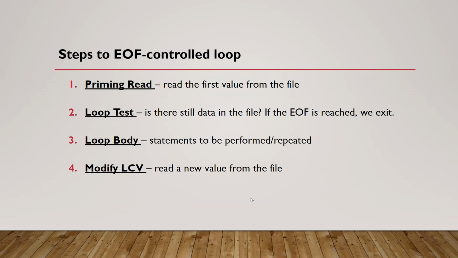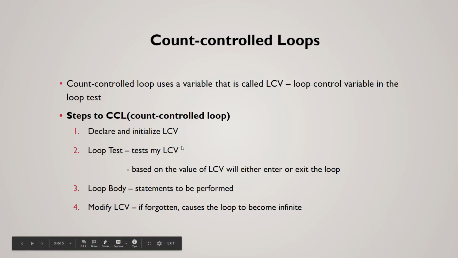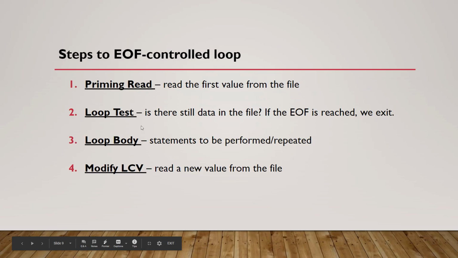So again, just to compare these two, if I go back here, count controlled loops. Step number 1, declare and initialize LCV, loop test, loop body, modify LCV. Now when I go to the end of file loop, step 1 is priming read. That's the only difference. Loop test, loop body, modify LCV. Okay.